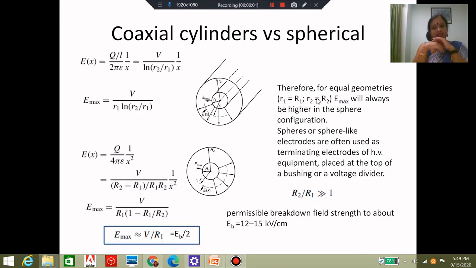Let us now consider another example of electric stress control in a very common configuration that we often see in the laboratory as well as in power systems apparatus, where we have coaxial cylinders. Coaxial cylinders are electrode configurations which are very common in high voltage. For example, you have high voltage cables.